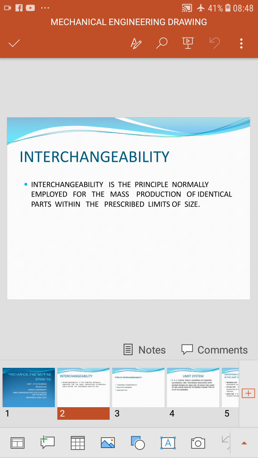The advantages of applying this principle in the mass production system are: number 1, less skill is required. Number 2, measurement and checking is very easy. So the rate of production is also high, and the dimensions of mating parts are accurate for the required fitting.